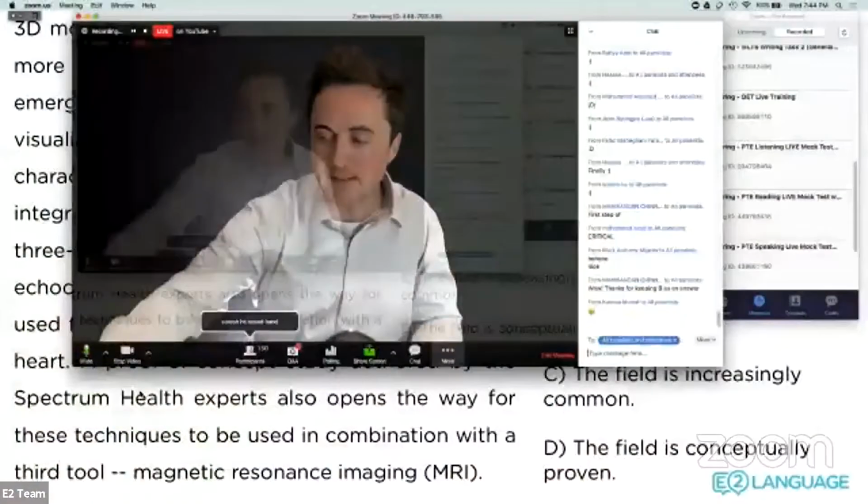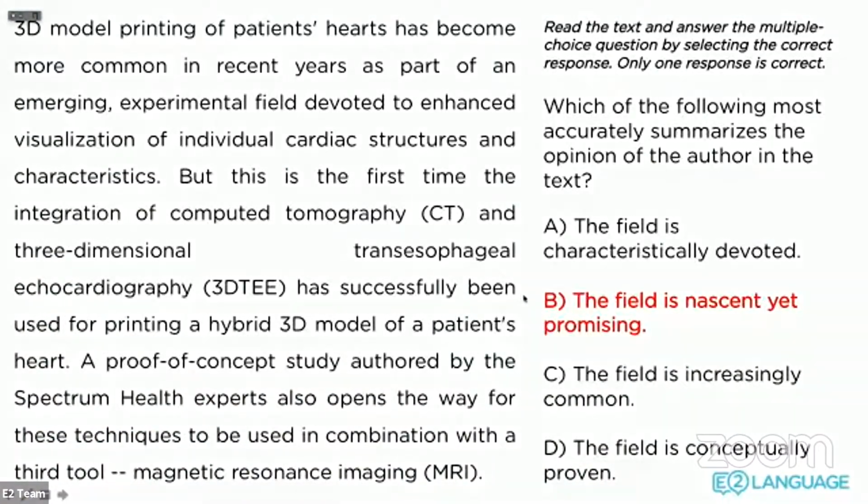Good. The real trick there was that the printing of the hearts had become more common, but the field itself was not becoming increasingly common. So that was the trick. The other ones you could eliminate. Then it was up to B, looking at those synonyms. And as I said, PTE Reading is all about vocabulary. So the word nascent means something that's emerging. Well, emerging is probably the only synonym I can think of. Cool, all right, let's keep going.